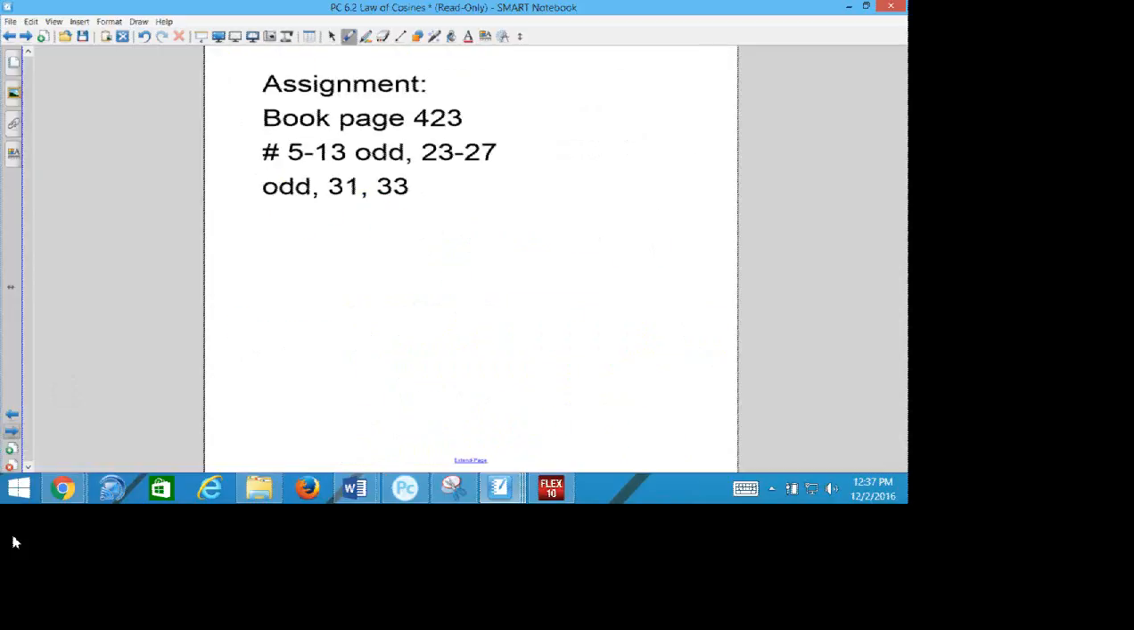All right, so your assignment is in the book. It's all odds. Those odds are there for you to check your answer and figure out what you did wrong, so that you can write down the correct answer. That's 1131 meters squared.